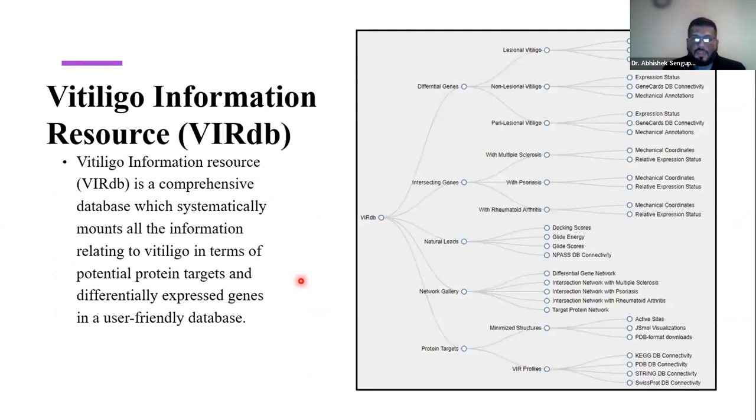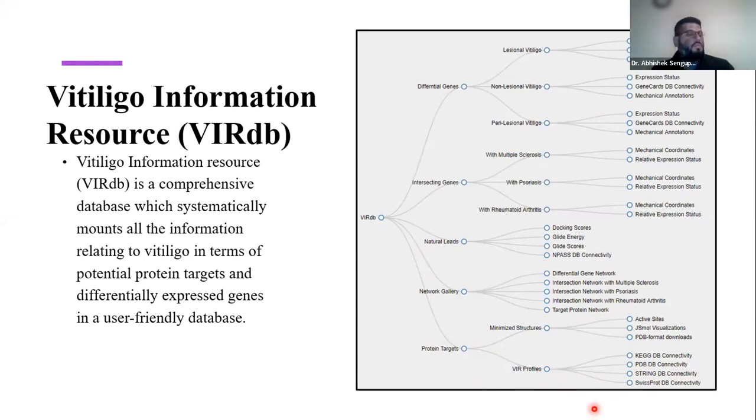So this is the whole structure or features of the VIRDB database, where we have differential genes, intersecting genes, and natural lead compounds. So we have done some docking studies also. This is just for this database, though this is not our main area. We have done some network studies, and we have shown them in the network gallery, where we have shown differential gene networks, intersection networks with multiple sclerosis, intersection networks with psoriasis, intersection network with rheumatoid arthritis, and target protein networks. And also we have done some vitiligo information resource profiles like CAGDB connectivity, PDB-DB connectivity, STRING DB connectivity, etc.